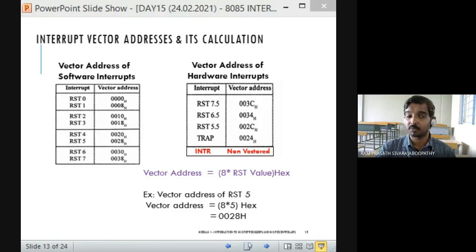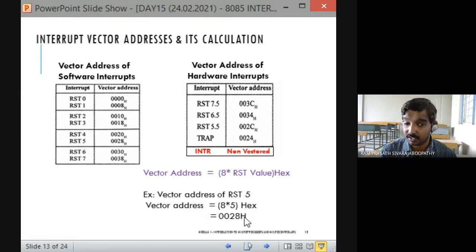So from where will the program run? Here you can see in the presentation. RST5 has vector address 0028H. Correct? So from memory address 0028H, it will start running the program. That's all. Is it clear for all of you? Sir, non-vector interrupting சொன்னா நமக்கு என்ன பண்ணும்? Interrupting device da vector address கொடுக்குது. Correct?